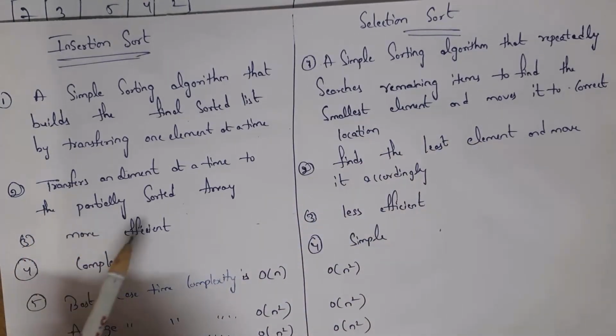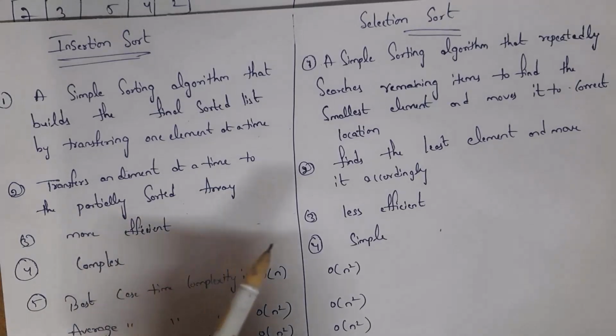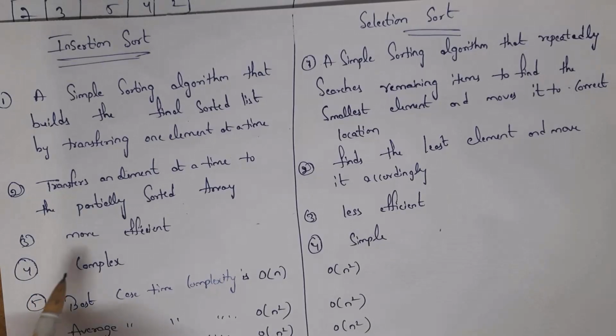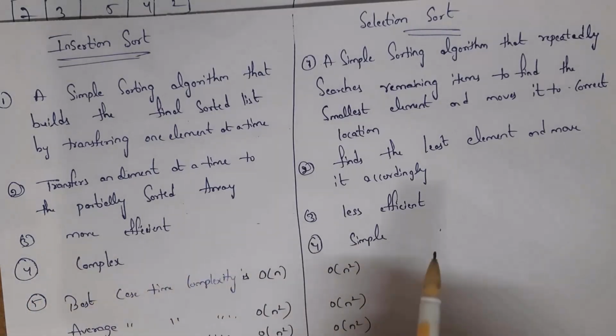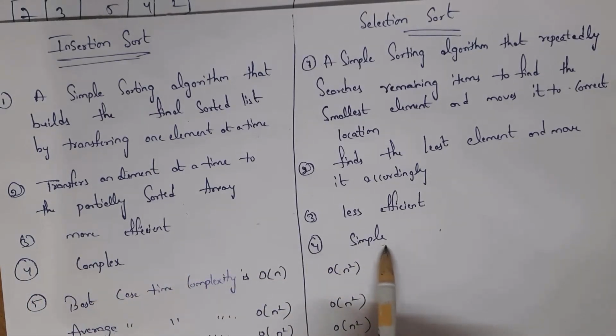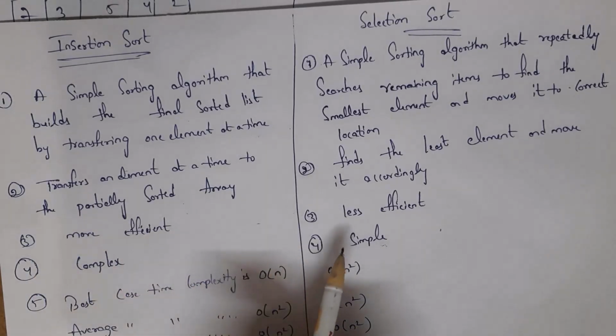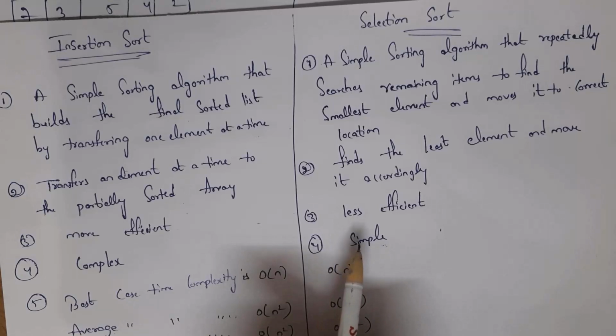Insertion sort is more efficient when compared to selection sort, and selection sort is less efficient when compared to insertion sort. Insertion sort is more complex than selection sort, whereas selection sort is very simple when compared to insertion sort.